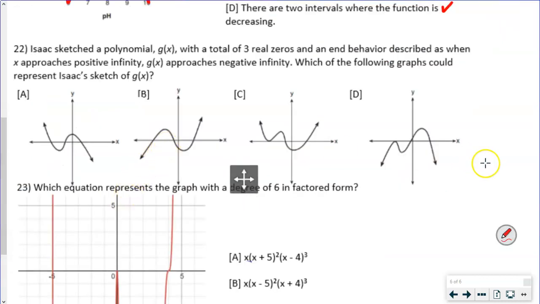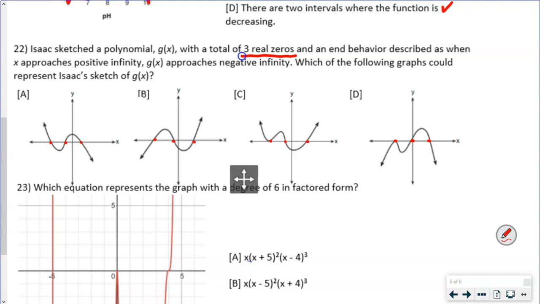Okay, so on this next one, it says Isaac sketched a polynomial g of x with a total of 3 real zeros and an end behavior described as when x approaches positive infinity, g of x approaches negative infinity. Which of the following graphs could represent Isaac's sketch? Okay, so first of all, it says 3 real zeros. Y'all see this? Okay, so we're looking at 1, 2, 3, 1, 2, 3, 1, 2, 3, 1, 2, 3. So that doesn't help us at all, right? Because all of them have 3 real zeros.